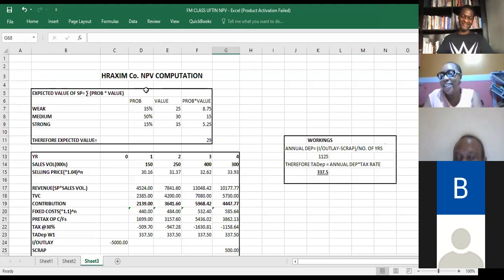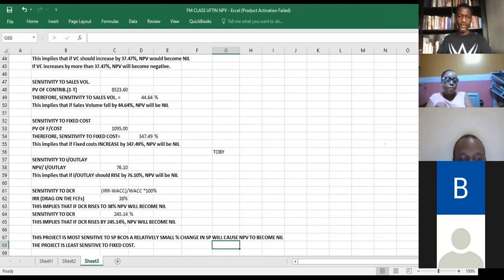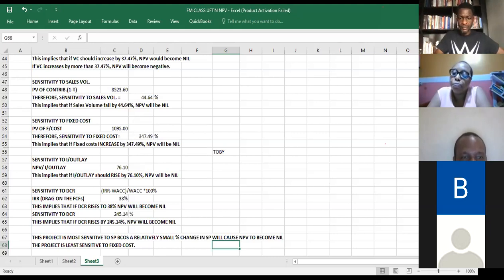Okay, so this is our sensitivity. Please take sensitivity very seriously. Instead of the whole NPV that we've done, sensitivity can come out in the exam. I've delayed 15 minutes for the other class. We'll continue with capital rationing next, or asset replacement on Saturday.